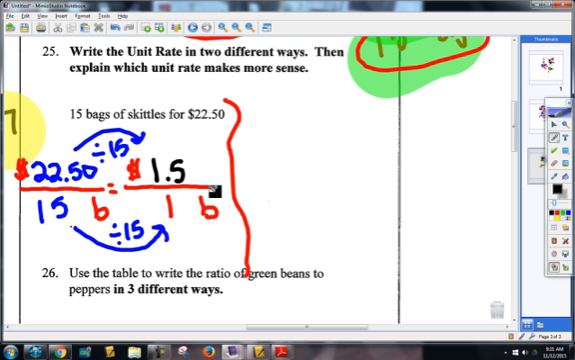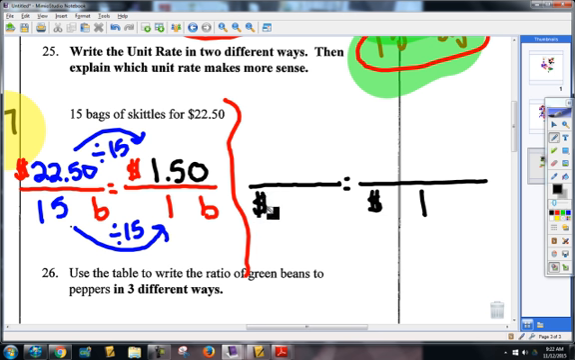Will I accept 1.5? No, you missed the question if you have 1.5. So we have $1.50 there. Okay, well that's one of them. I know that one. Now, what's going to be the other one that I can find? Bags of Skittles per dollar. Yeah, I want to know how many bags of Skittles I can get for $1.